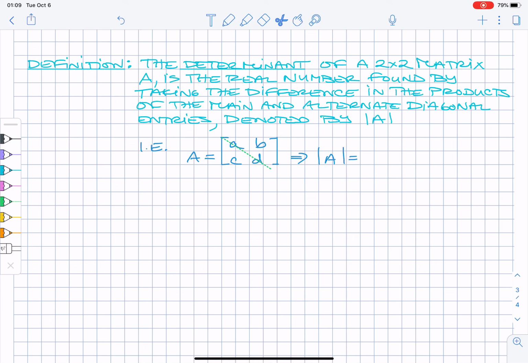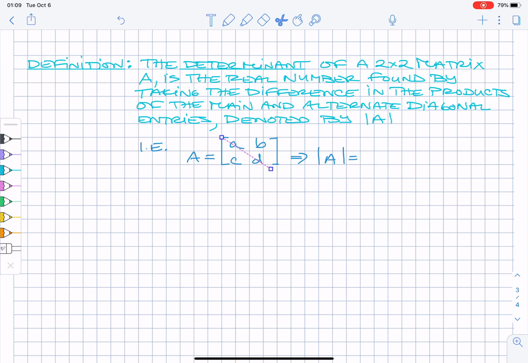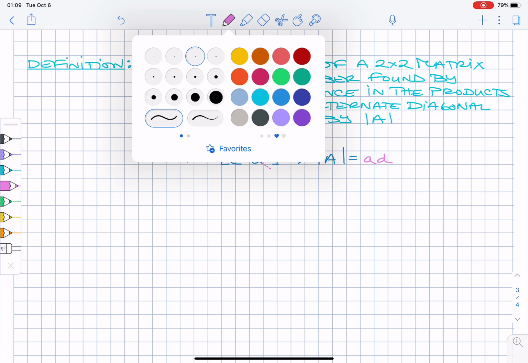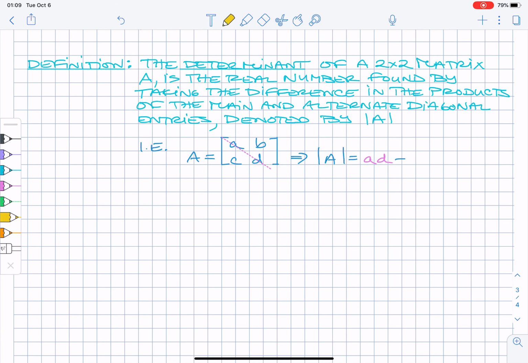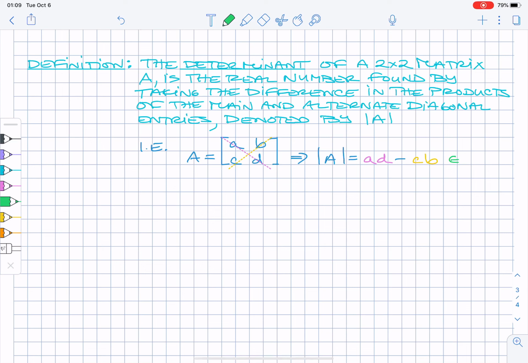Oh, maybe I should make that a different color. So A times D minus the product of the alternate diagonal, C times B. And that's a real number. So the determinant is actually a real number.